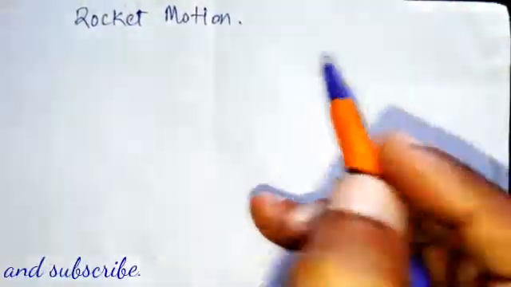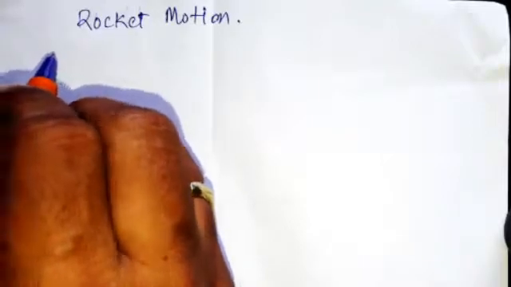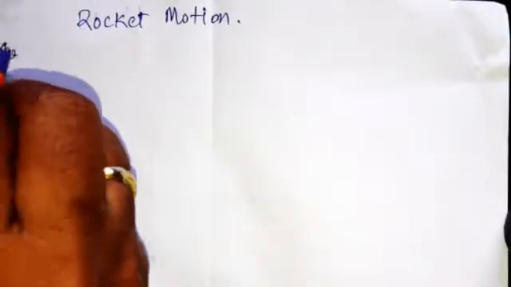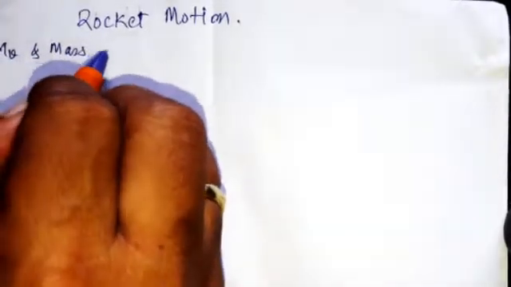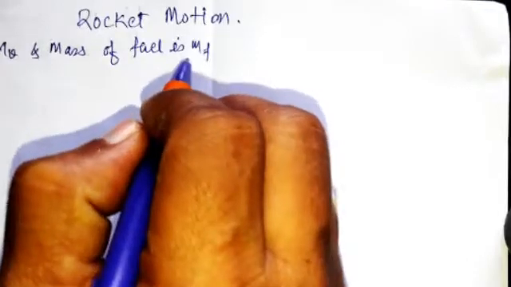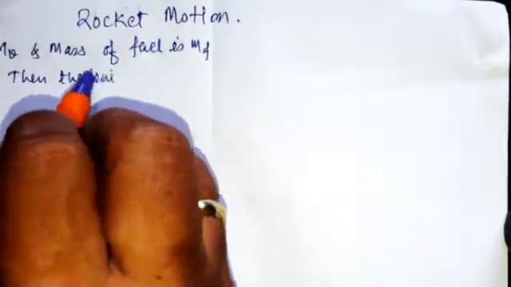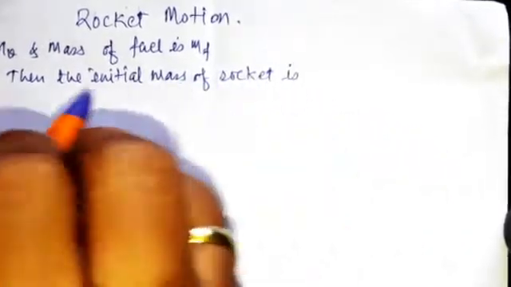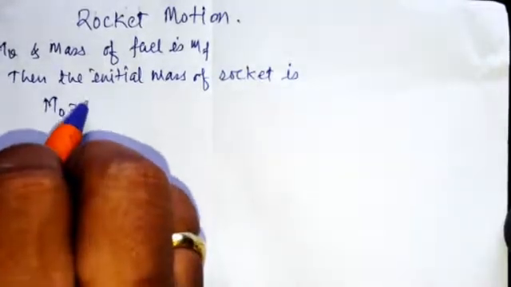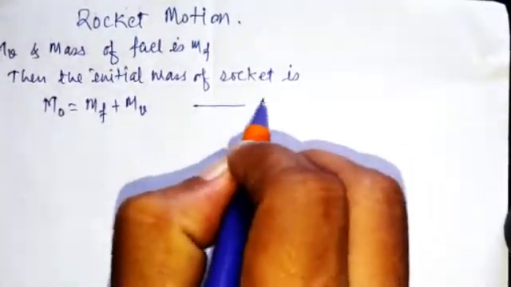Consider a rocket whose vehicle mass is mv and let the initial mass of the fuel in it be mf. So here we can write the initial mass of the vehicle is mv and mass of fuel is mf. Then the initial mass of the rocket is m naught is equal to mf plus mv. This is equation number 1.